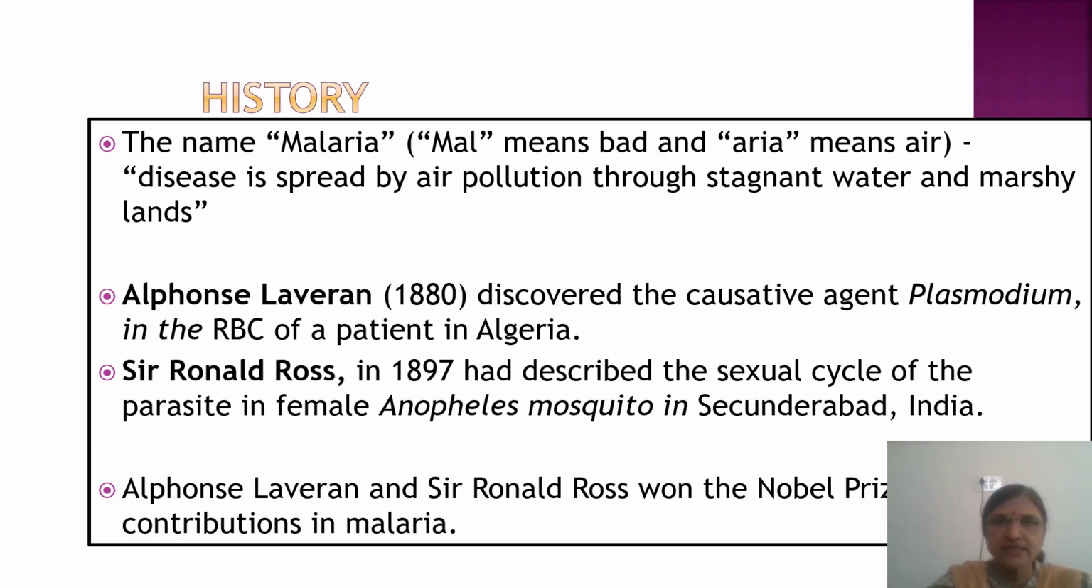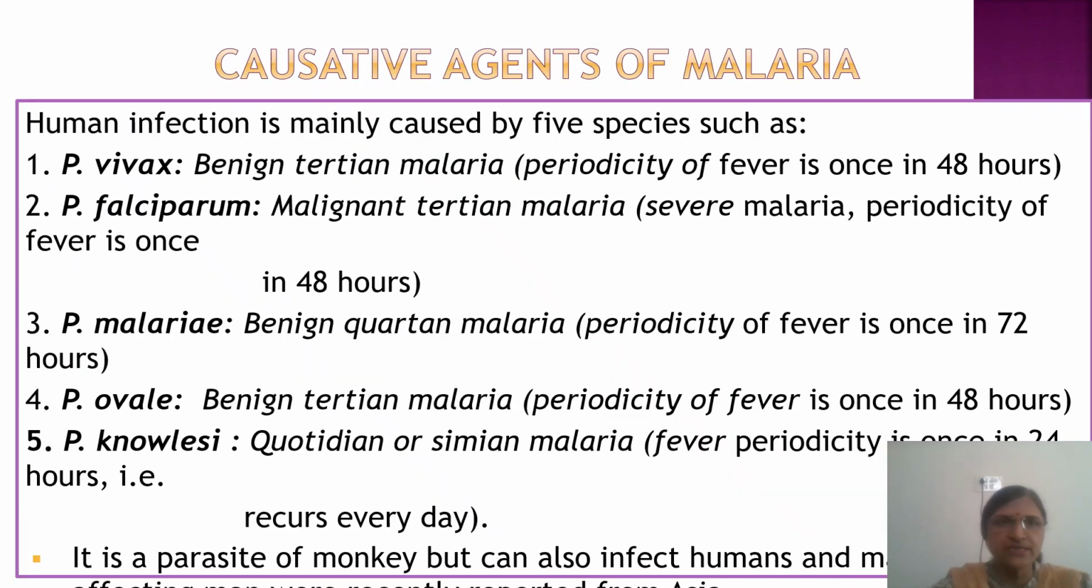The name malaria: mal means bad and aria means air. So this was thought to spread by air pollution through stagnant water and marshy lands. Alphonse Laveran discovered the causative agent, Plasmodium, in the RBC of a patient in Algeria in 1880, and Sir Ronald Ross in 1897 discovered the sexual cycle of the parasite in the mosquito in Secunderabad in India, and both got the Nobel Prize for their contribution to malaria. The causative agents of malaria, previously they were four, now it is five.